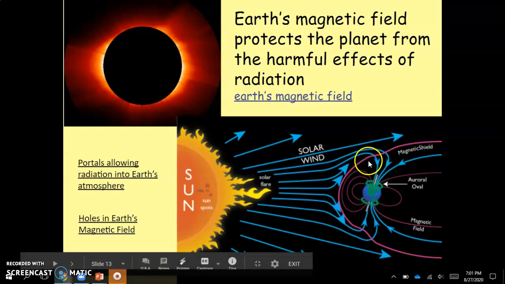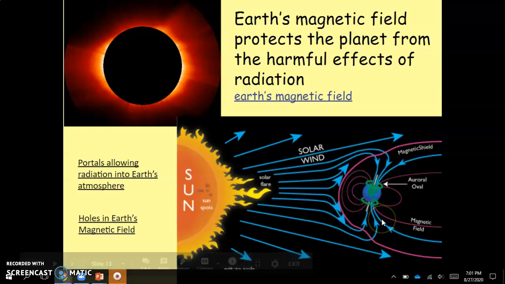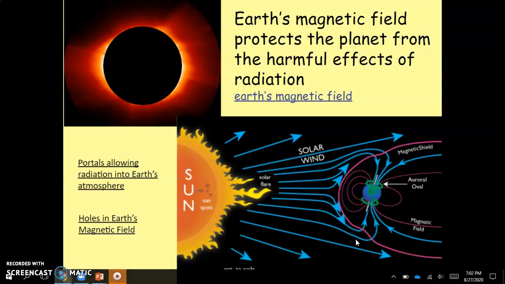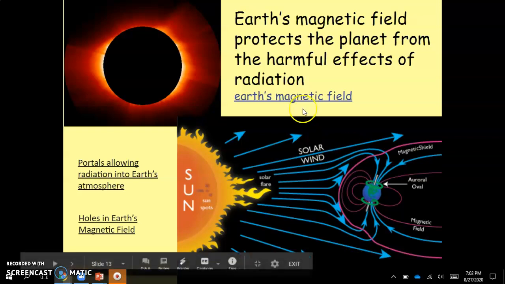There is a magnetic field that's emitted that spins around. It kind of comes up from the poles and spins around the Earth, and it acts as a shield, and it deflects a lot of this radiation. Some of the radiation still comes in and it heats the Earth, but a lot of it's deflected. Okay, and we'll talk a little bit more about Earth's magnetic field next week.